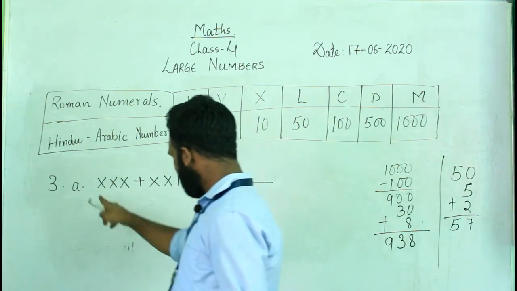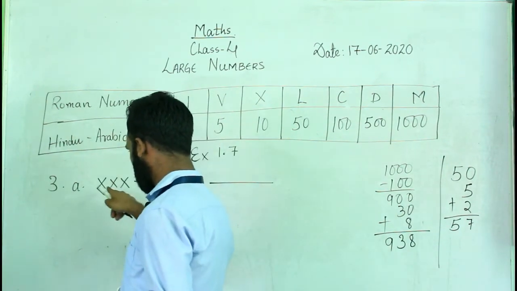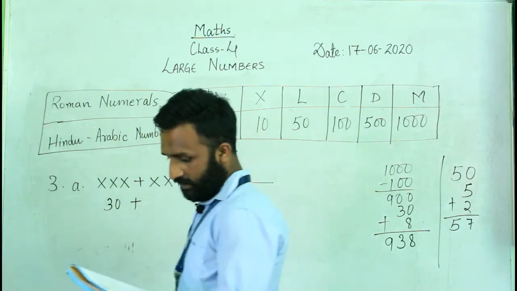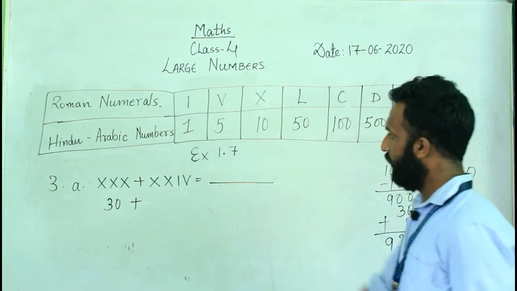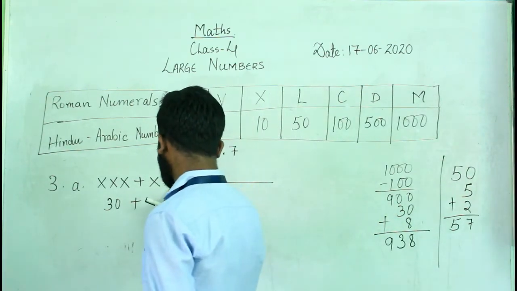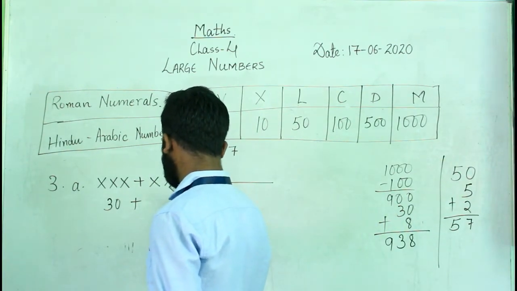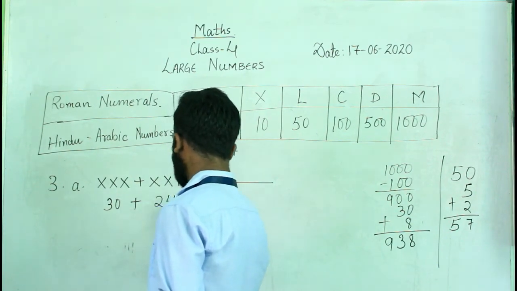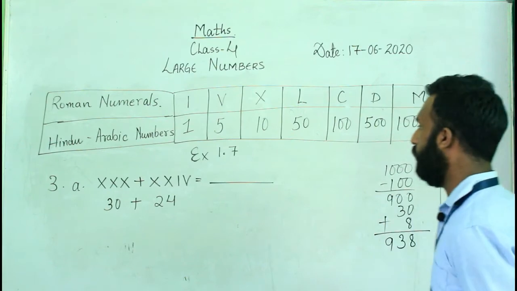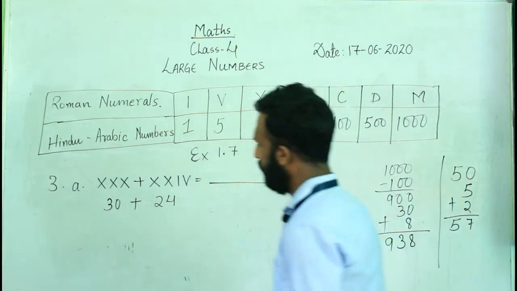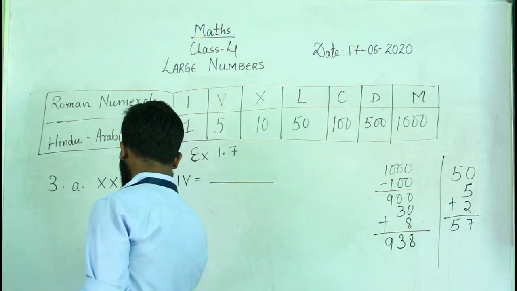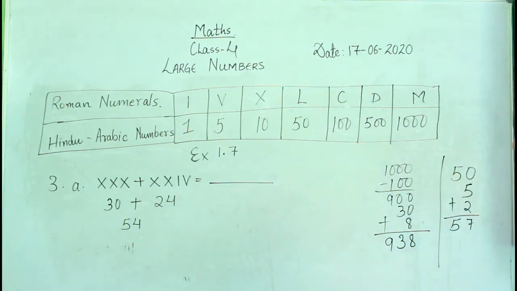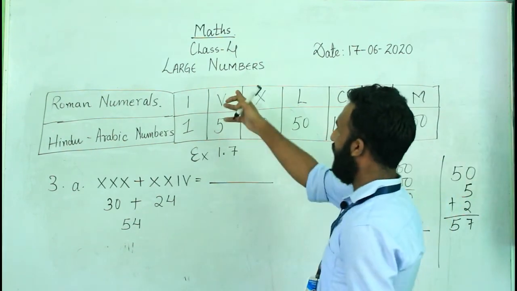Let's take, how much is this? 10, 20, 30. This one is 30. Here 10, 20. This one is 4. So 24. So 30 plus 24 is how much? It is 54. So for writing 54, do we write 5 and this?